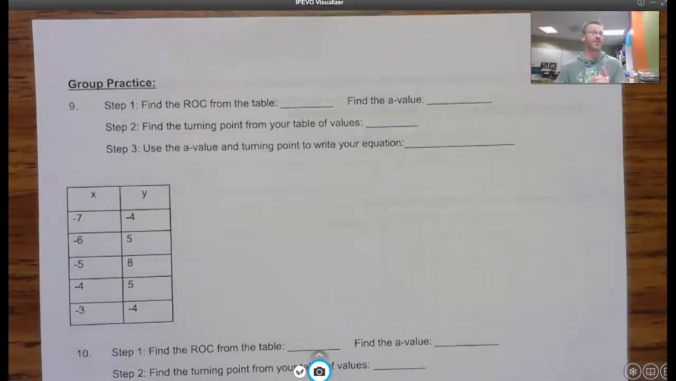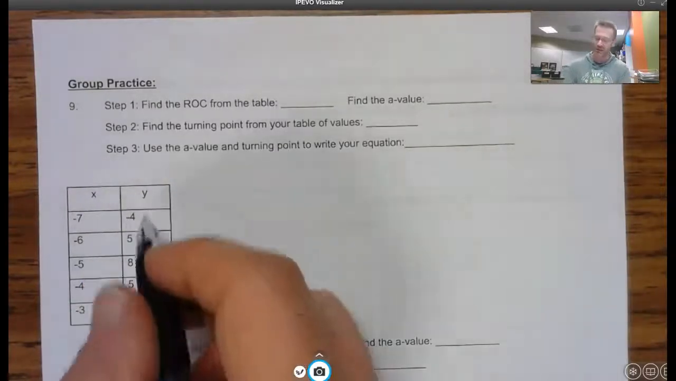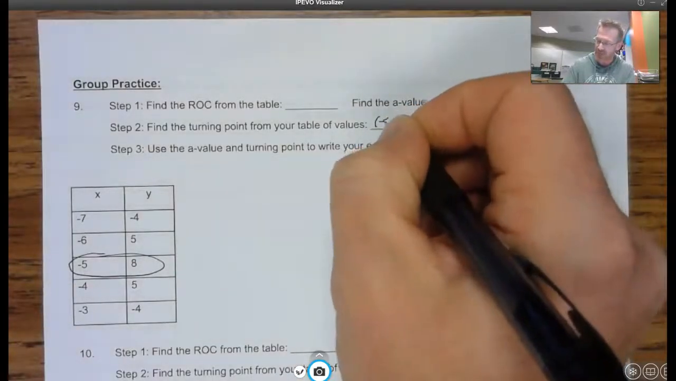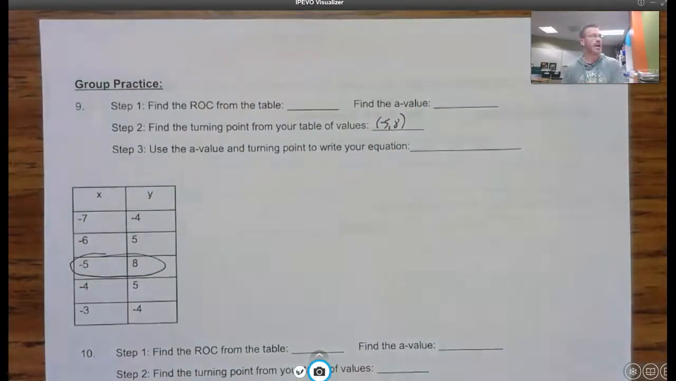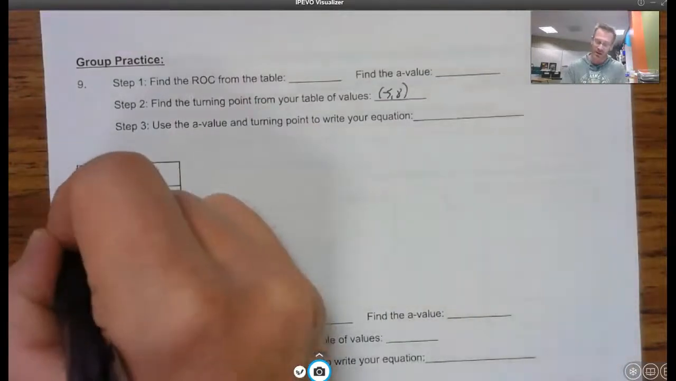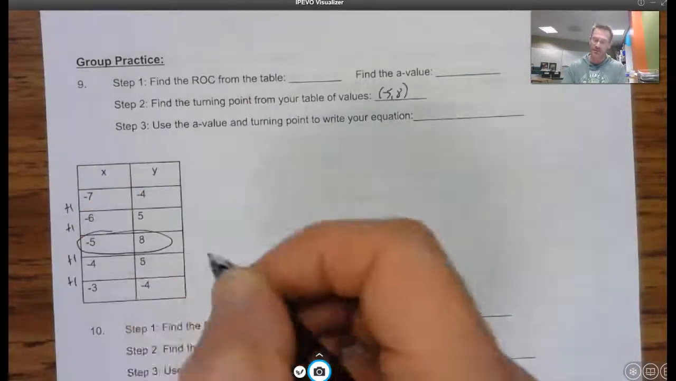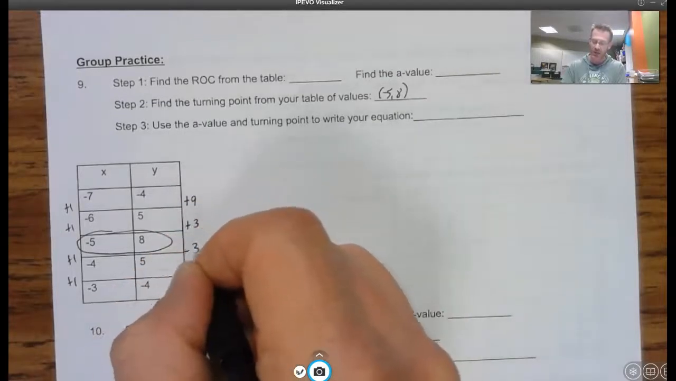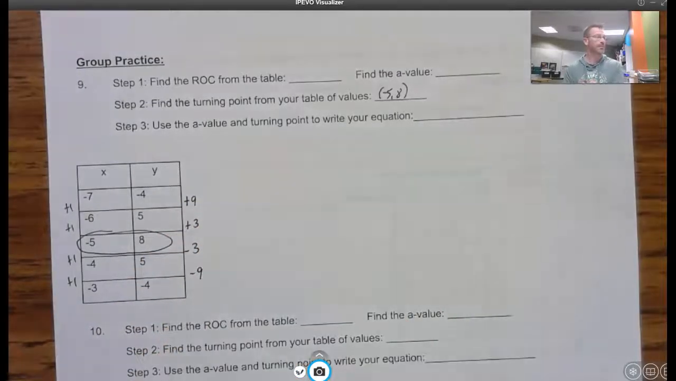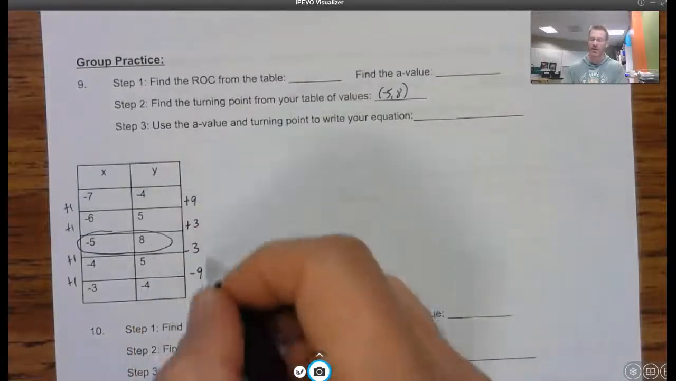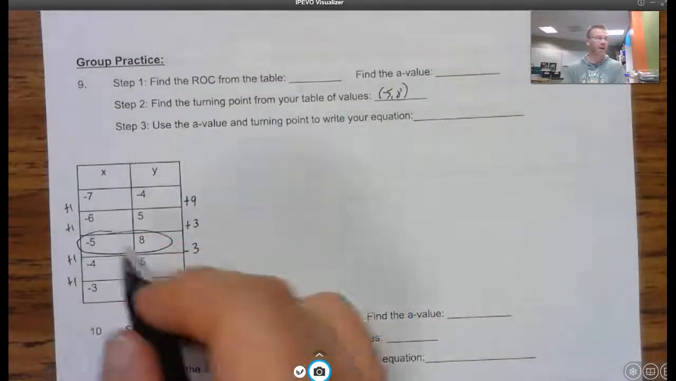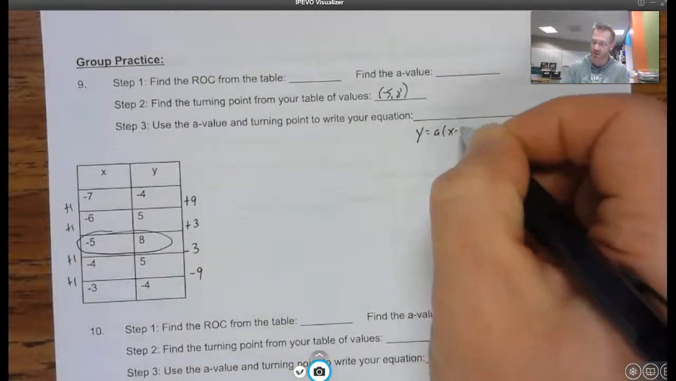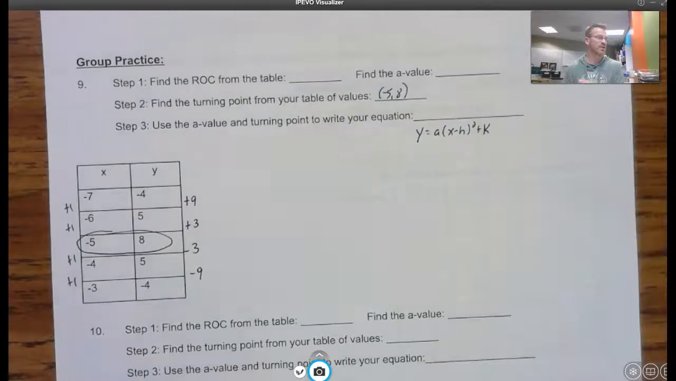Okay, now let's see what you really did. Okay, so once again, if you scan the table, hopefully you circled -5, 8 as your turning point. And then if we look at those rates of change, increasing by 1 on the left side, we go up by 9, we go up by 3, we go down by 3, we go down by 9. And then we look at that pattern. We have a turning point and a non-constant rate of change that tells us it's quadratic. So that gives us our blueprint for our equation.